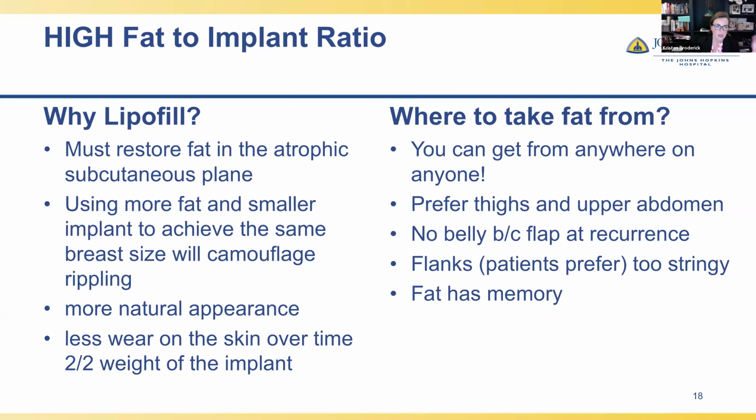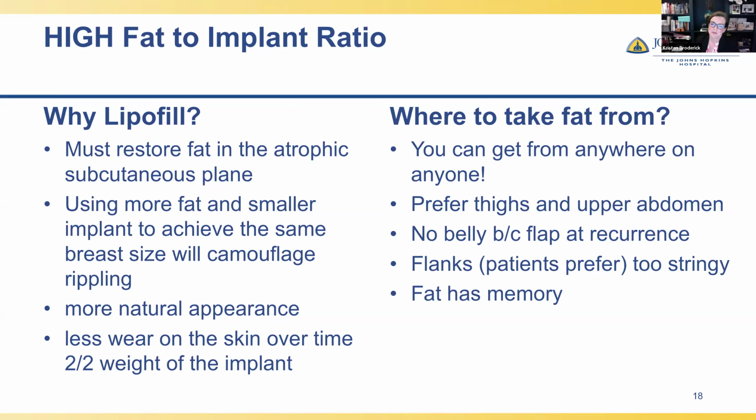So why do we do this? Number one, we have to restore that fat, or the skin is basically draped over the device and you can see rippling and other problems. And we have found that if you use more fat in a smaller implant, you can get the same overall breast size in order to camouflage the rippling. It appears more natural, and we think that there's less wear and tear over the skin due to the weight of the device, but maybe I'll give this webinar in 10 years and I'll change my mind.